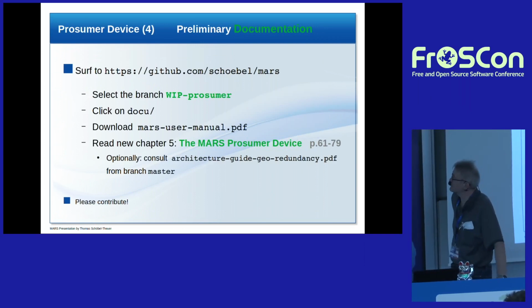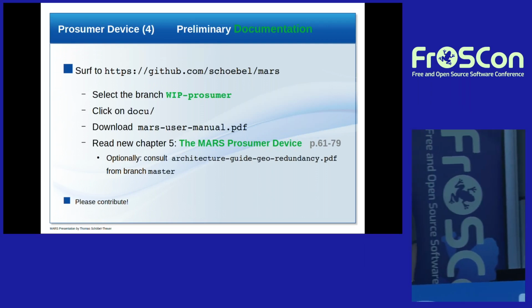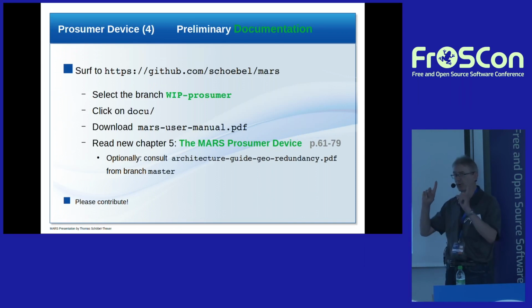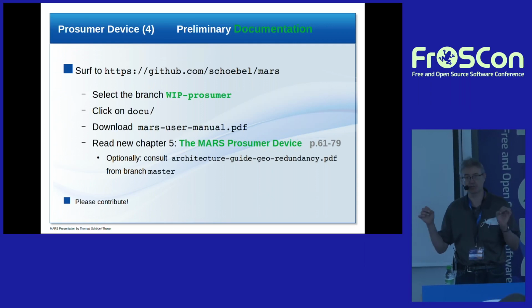Yes, so this is the slide for you if you are interested. For the prosumer device, you need to check out the Git branch work-in-progress-prosumer, which I hopefully will update during the course of this year. And the documentation is the new version of the Mars user manual, chapter 5, a new chapter which has already 20 pages at the moment. There are many pictures there, much more than in this presentation. So there you can see almost a type of compendium about scenarios. Not all of them, there are even more, but at least all the major scenarios, hopefully.